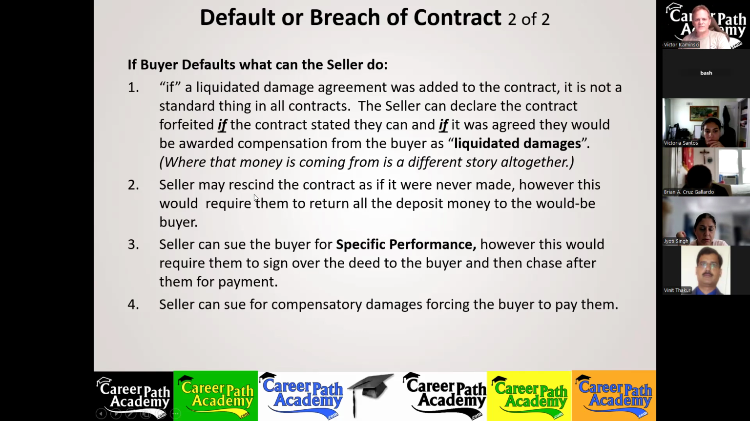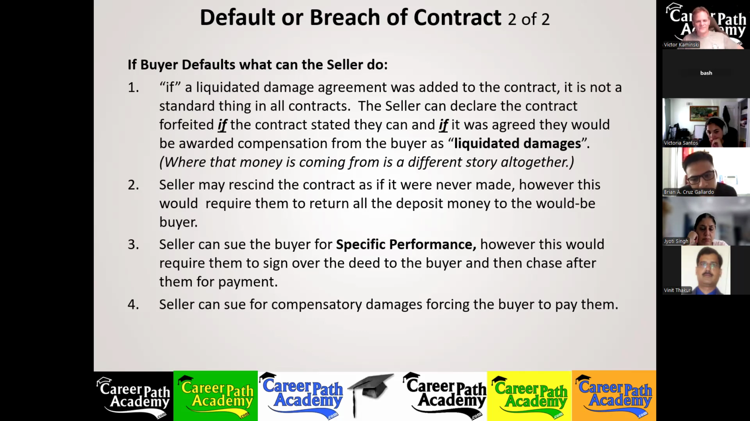Now the seller could rescind the contract. Ooh, that thunder. The seller can rescind the contract as if it were never made. However, this would require them to return all the deposit money to that would-be buyer. The seller could also sue the buyer for specific performance. Wait a minute. Didn't I tell you before that generally courts won't do that? They won't, unless the buyer's a moron.